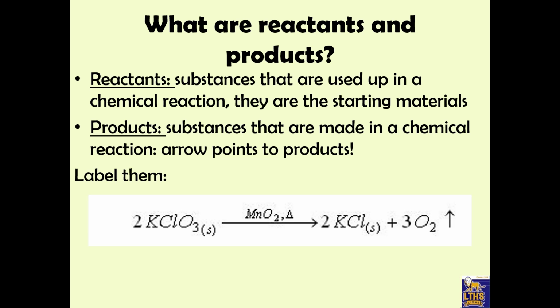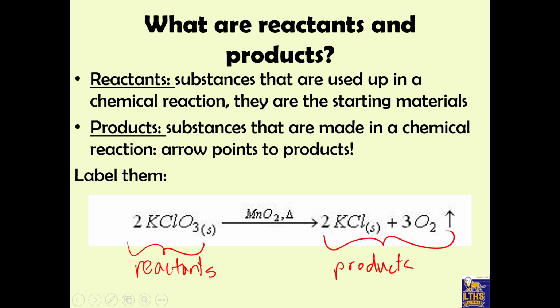Okay, so this is a chemical reaction. Here are our reactants. And here are our products. Okay, so you could have one, you could have more than one, you could have more than two, but the arrow is like an equal sign. So this turns into this.